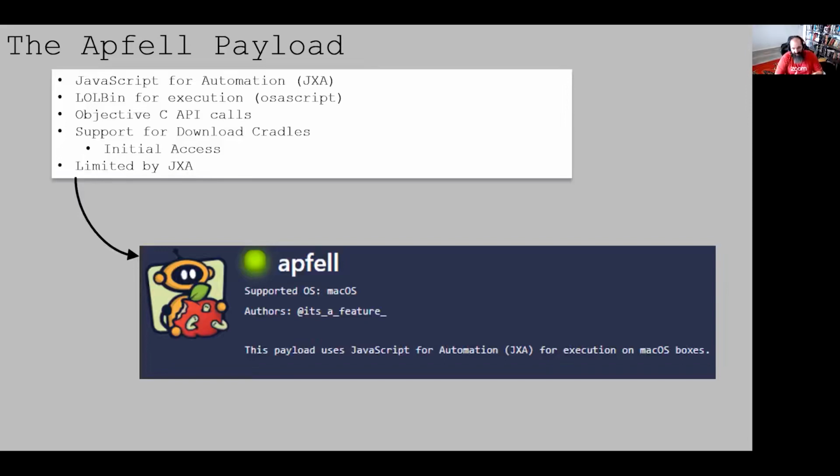Apfel is limited by the JXA language, and I'll talk a little bit about what I mean by that. JXA is really powerful, but it has some limitations and some things that are really painful. But overall, it's really worth digging into if you're going to be doing any macOS red teaming.